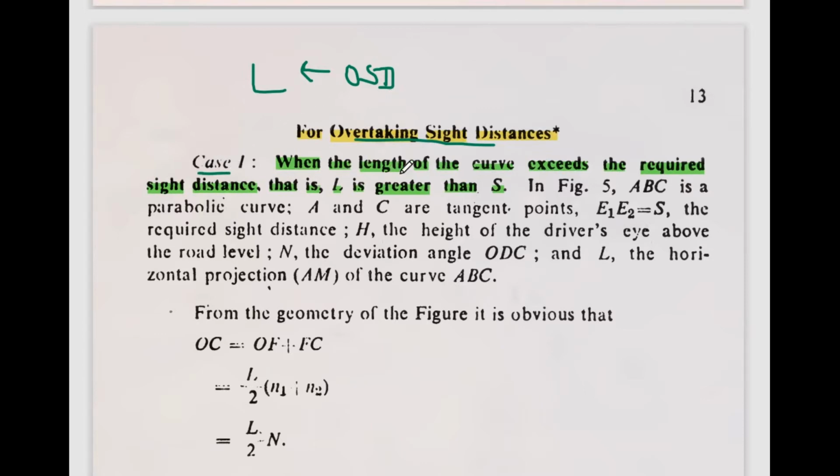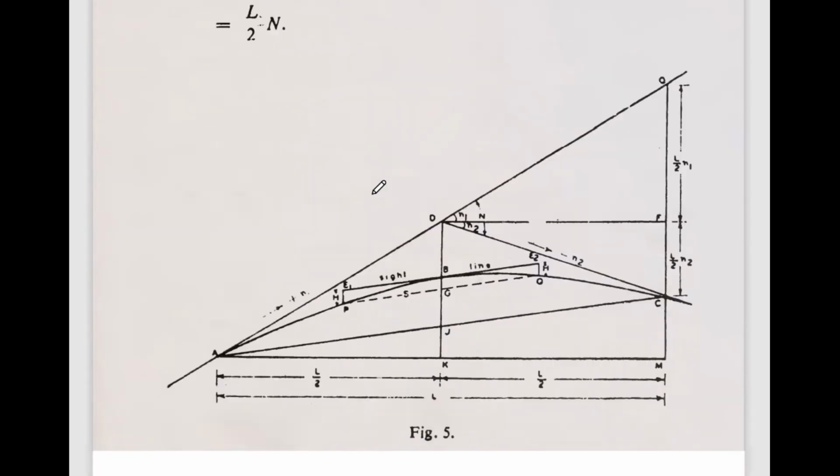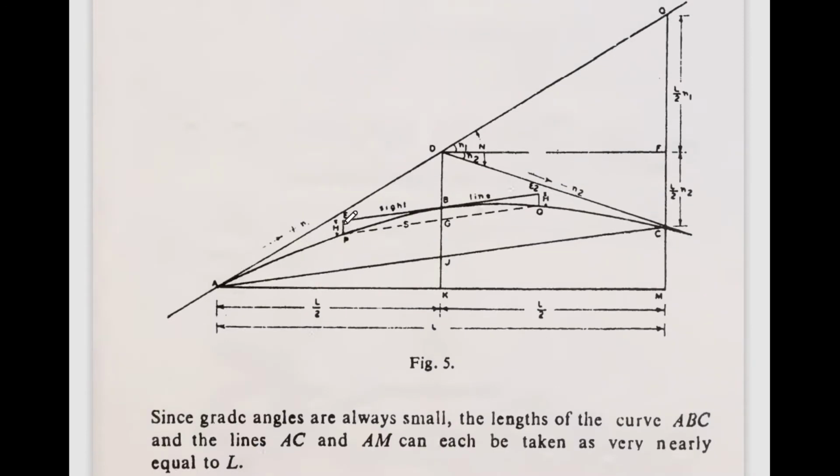So here in case 1, the length of curve exceeds the required side distance, that is L greater than S. As you can see in the figure, this is the height of our vehicle and this is the height of the object, or we can say the height of another vehicle. For the overtaking distance in IRC 66, they have mentioned the criteria that the height of the driver as well as the height of the object or the other driver should both be considered as 1.2 meters. By using this criteria, the line of overtaking is shown by the green line. So this is the overtaking side distance.